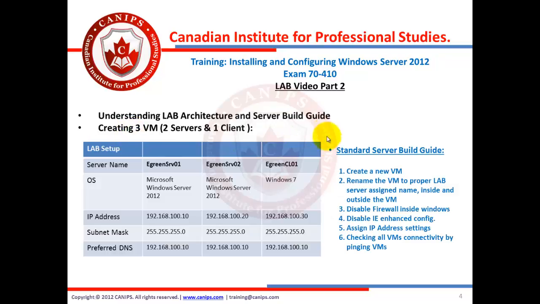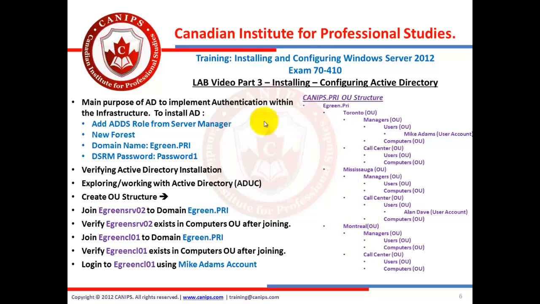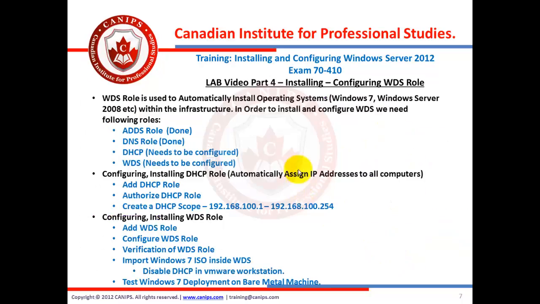In part 2 of the video, we went through creating our infrastructure with these IP addresses, and then this is just explanation. We have 2 servers so far in this environment, and we have one client machine. Then we created the OU structure, we installed the Active Directory domain, we joined our server 2 with Active Directory, and we also joined the client with Active Directory. In part 4 of this training, we installed, configured, and tested WDS within this environment.